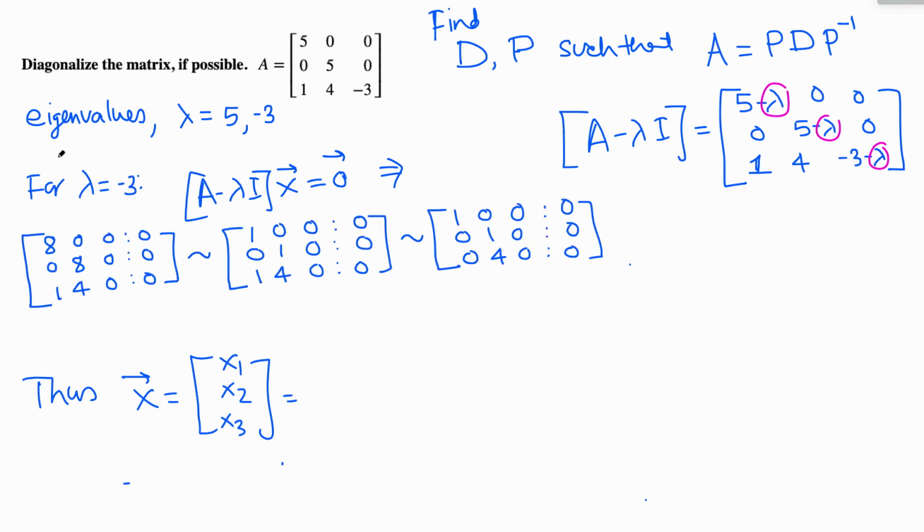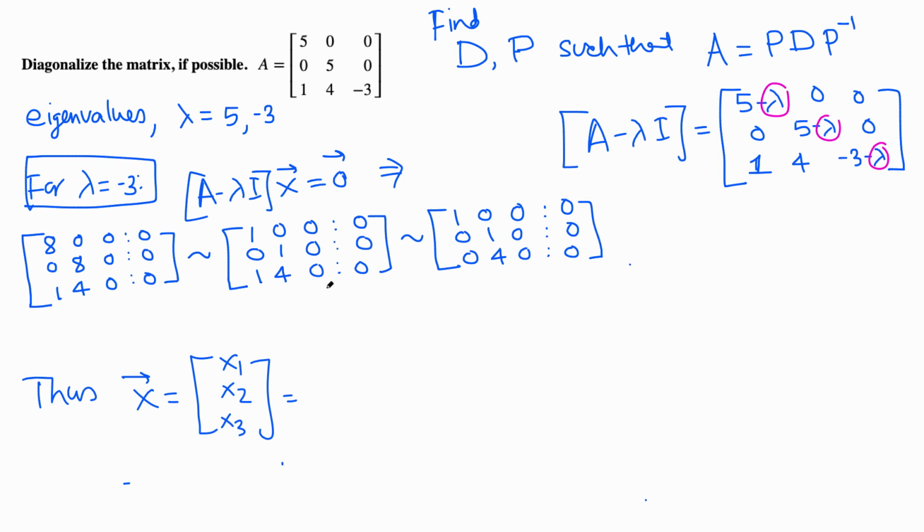So for lambda equals -3, we just plug in -3 for lambda here. So 5 minus -3 would be 8, and we get the rows 8 0 0, 0 8 0, 1 4 0. So we are here. On the first row, I can multiply by 1/8, and I get this. Second row, do the same thing, multiply by 1/8, and I get this. And the third row.